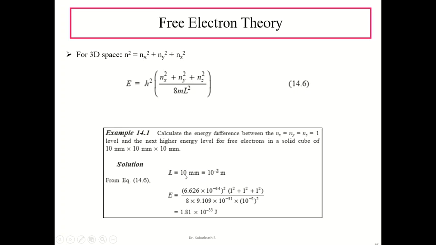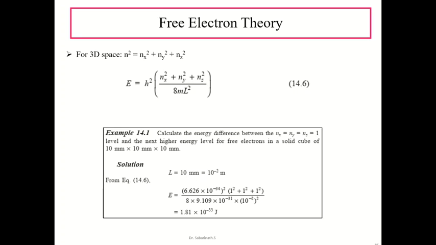So consider this problem: calculate the energy difference between the nx equal to ny equal to nz equal to 1 level and the next higher energy level for free electrons in a solid cube of 10 millimeter by 10 millimeter by 10 millimeter. Here we have to calculate the energy difference between two levels, and L is given as 10 millimeter, which is equal to 10 raised to minus 2 meter, and the equation is E is equal to h square n square by 8 m l square. So we substitute the values.